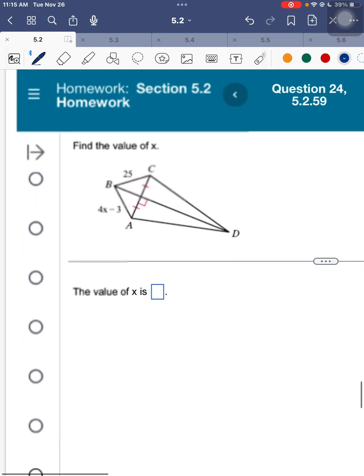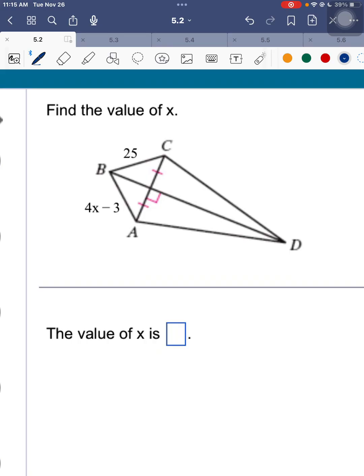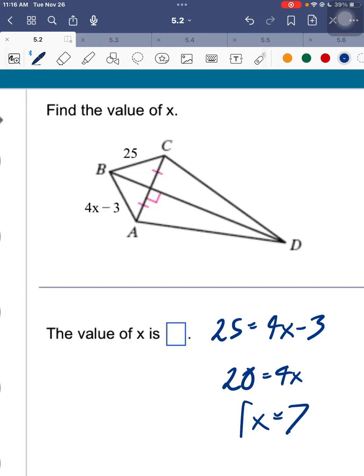And now last one, find the value of x. Well, we should already know that this is perpendicular, so this is a perpendicular bisector of line segment AC. And what do I know about any point on a perpendicular bisector and its relevance to the endpoints of the line segment? That they're equidistant. So I'm just going to do 25 equals 4x minus 3. 28 equals 4x. So x is what? 8, right? No. 6, 12, 18, 24, 7. 7, 14, 21, 28. That's it. So x is 7.